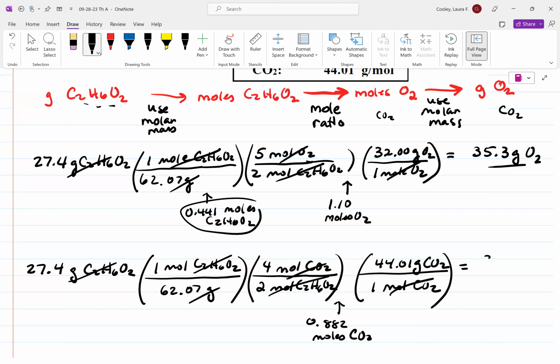And when I do this, I get 38.9 grams of CO2. I saw that number a lot too. So if you have a question, now is the time to ask it.